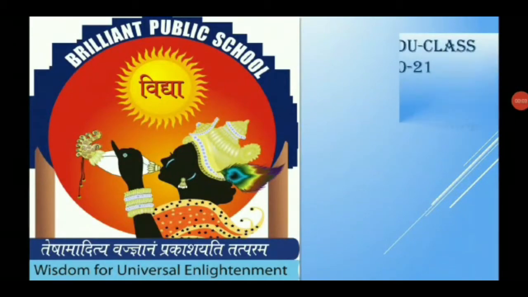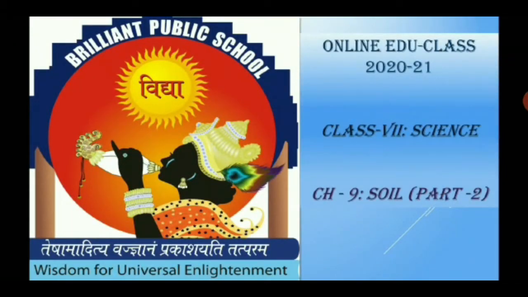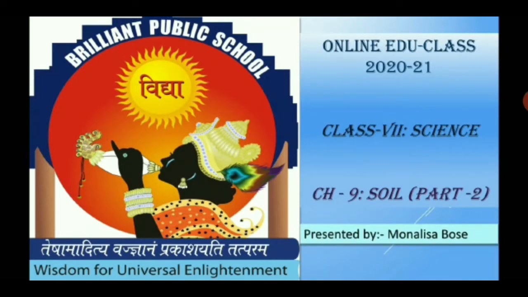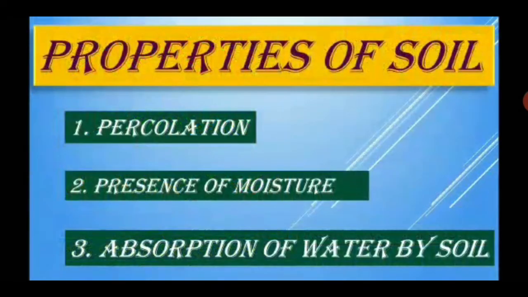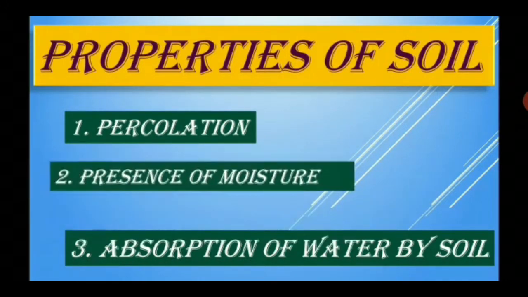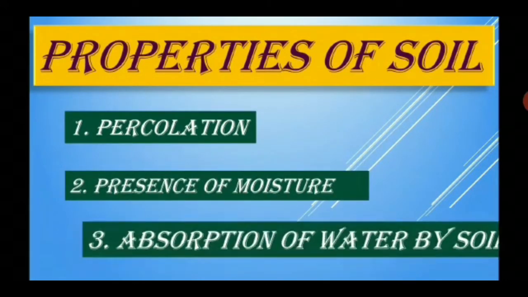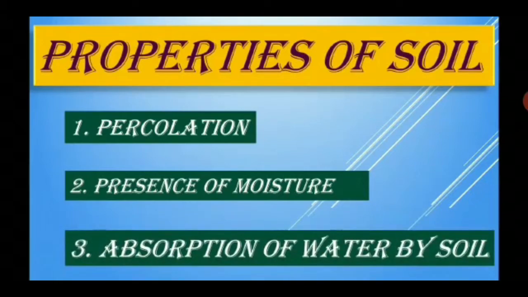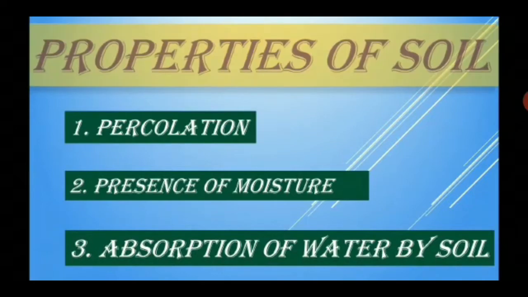Hello students, today in this video I am going to explain to you class 7 science chapter 9, soil. In this video we are going to learn about different properties of soil. Properties of soil: first, percolation. Second, presence of moisture. Third, absorption of water by soil. These are the different properties of soil which we are going to learn one by one.